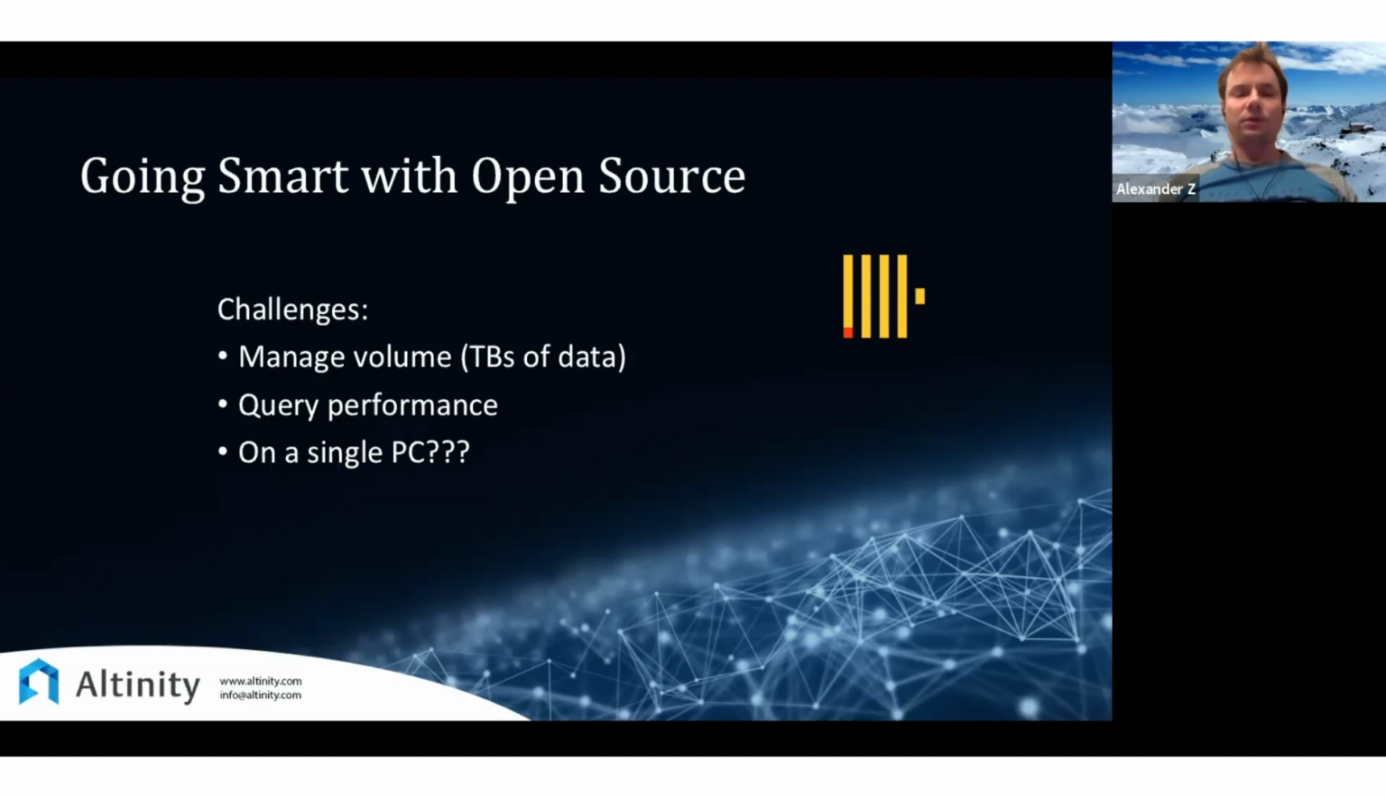Then we certainly want to have good query performance, and this is our goal. And we want to do it on a single mini PC.